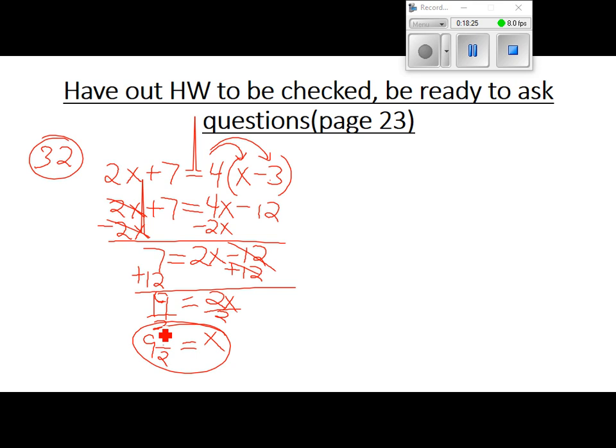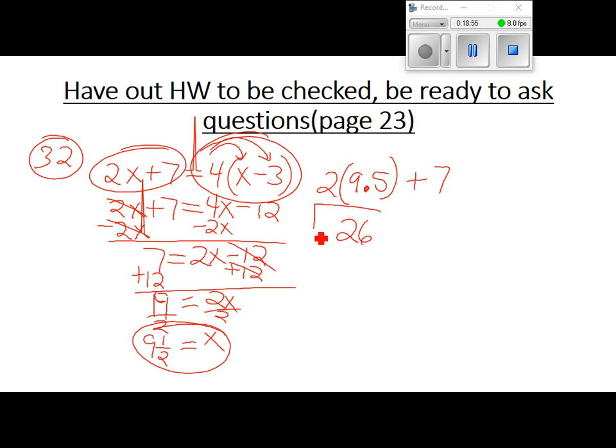What'd they ask us to find on 32? DE, so the second segment. So we take 9.5. Does it matter which one of these we plug into? Which one you want to plug into? This part or this part? One without parentheses, so 2 times 9.5 plus 7. Somebody help me out and tell me what all that is. It's 19 plus 7. Everybody agree with 26?